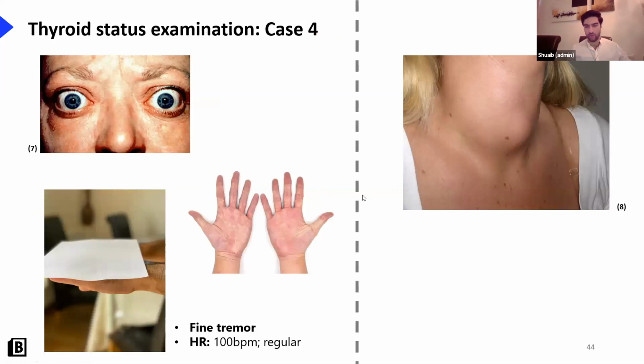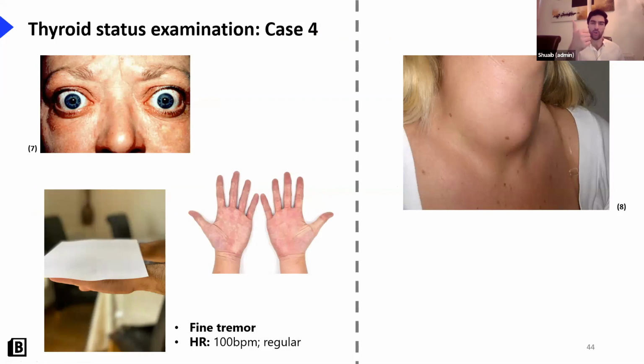So again, as you literally walk into the station, you should already know what the diagnosis is just by looking at the patient, particularly looking at their eyes and looking at their neck. How do you differentiate between Graves' disease and other causes of hyperthyroidism? What are the signs you look for to differentiate between Graves and other causes of hyperthyroidism?